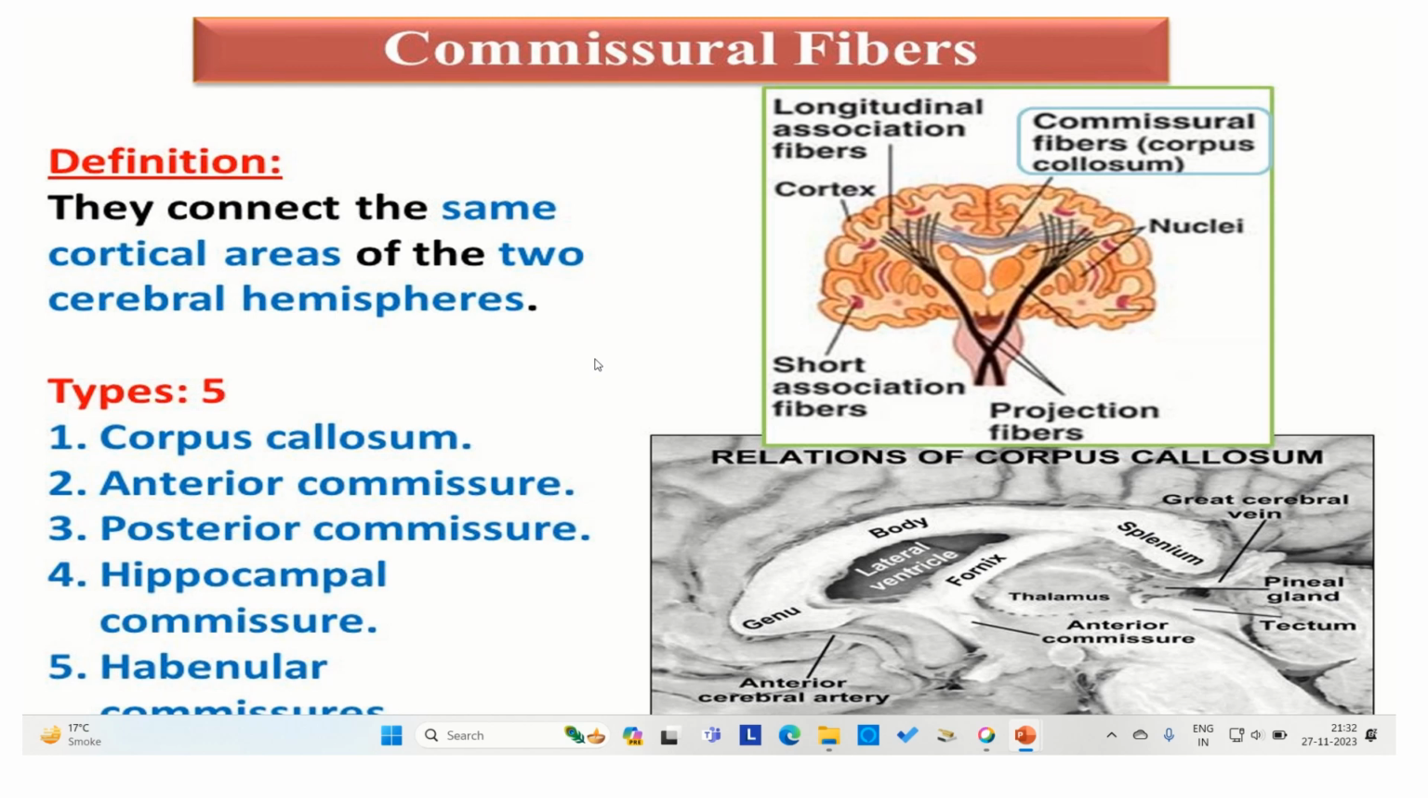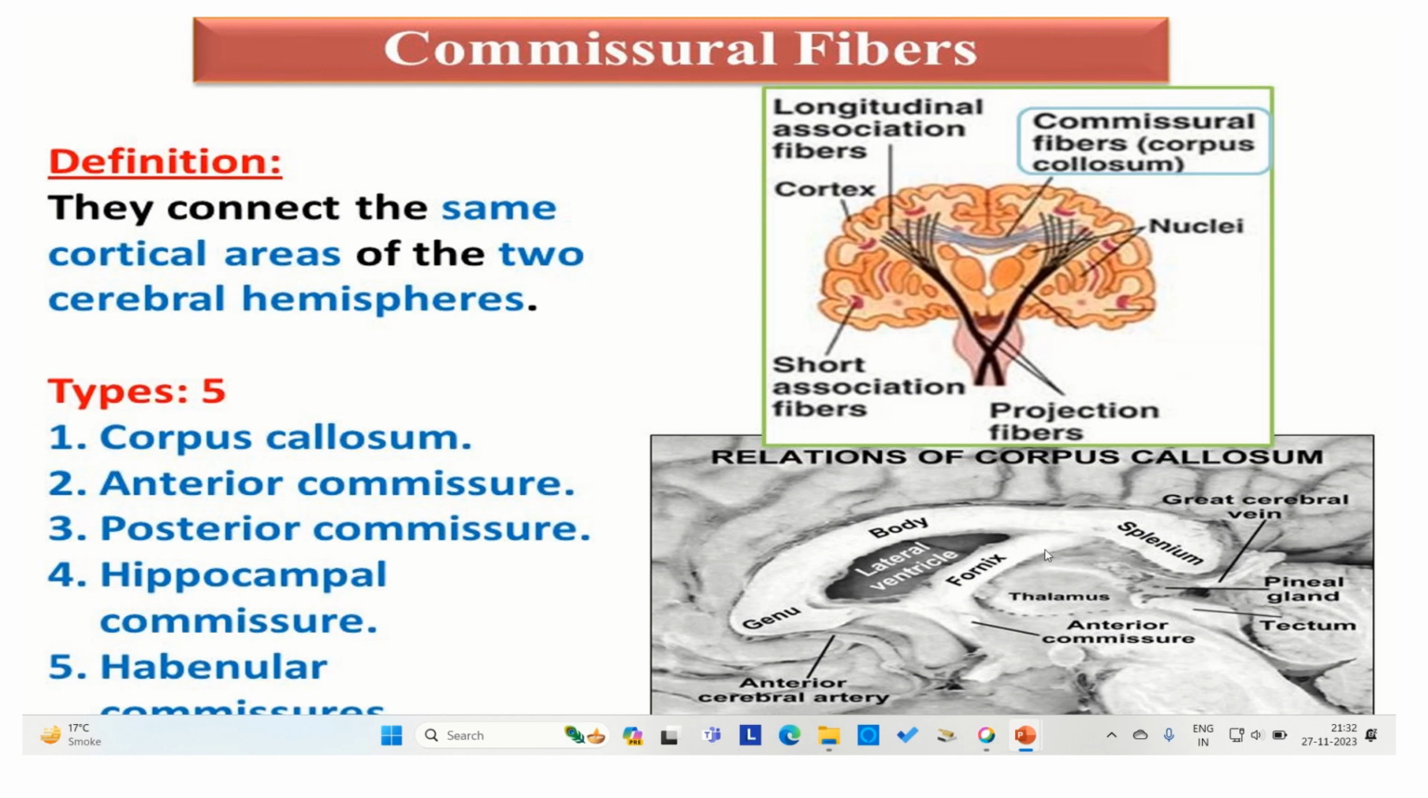Now we'll go ahead with the commissural fibers. They connect the same cortical areas of the two cerebral hemispheres. Same means two identical cortical areas of both hemispheres are connected by the commissural fibers. You can see here this is the corpus callosum, the largest commissural fiber bundle. The few named commissures are the corpus callosum, anterior commissure, posterior commissure, hippocampal commissure and habenular commissure. You can see here this is the corpus callosum.